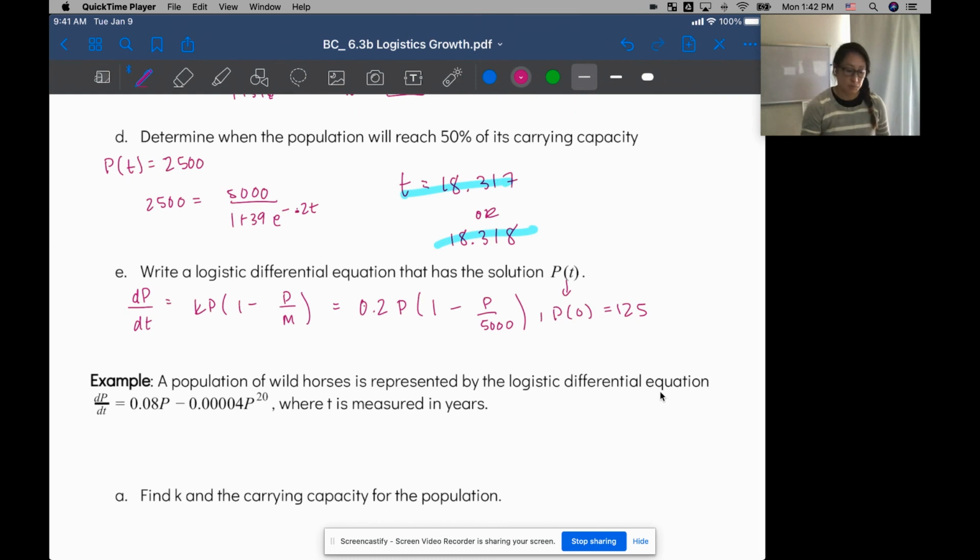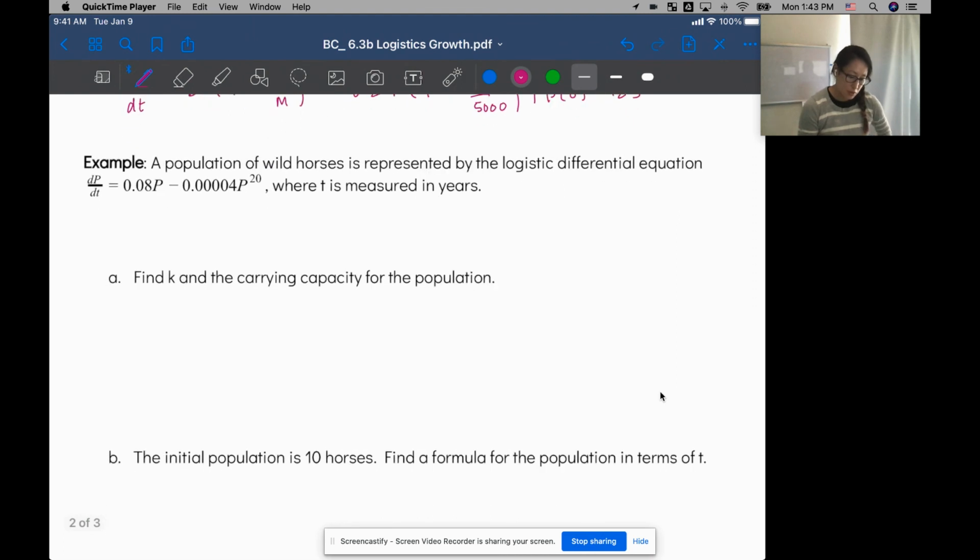All right. Next up is we have a population of wild horses that is represented by the logistics differential equation. dP over dt is equal to 0.08P minus 0.00004P squared, where t is measured in years.